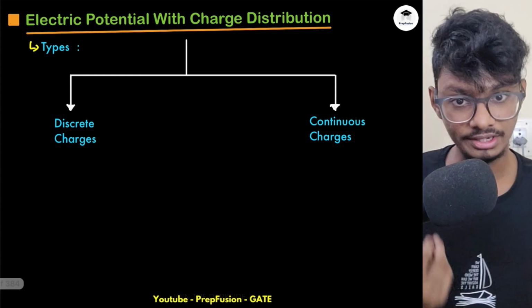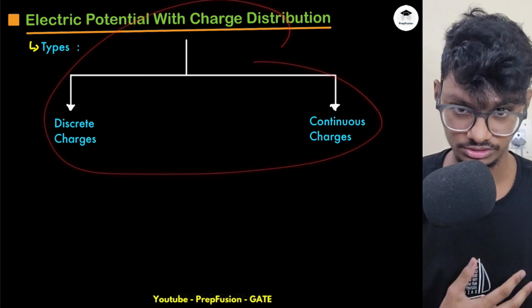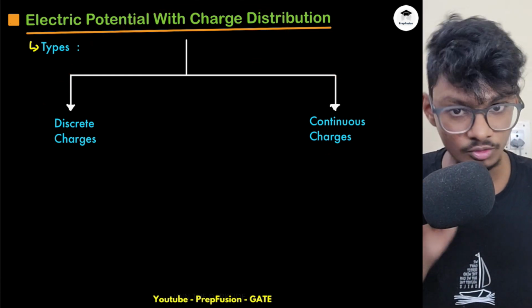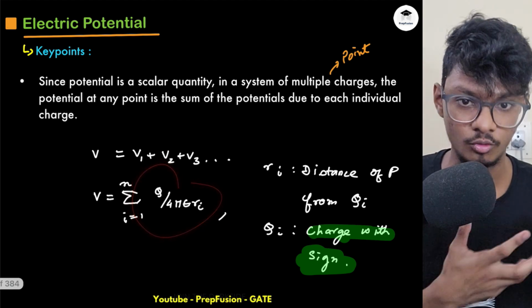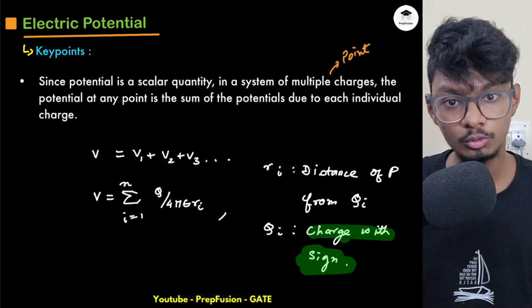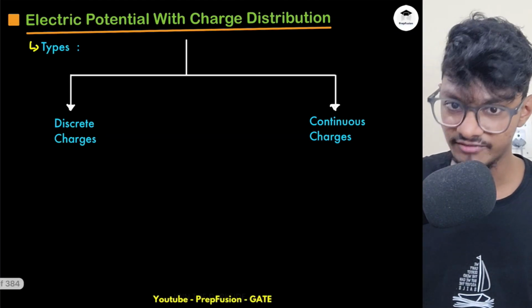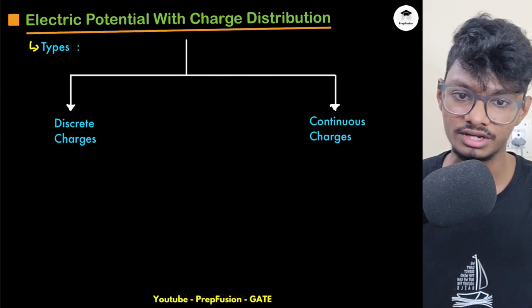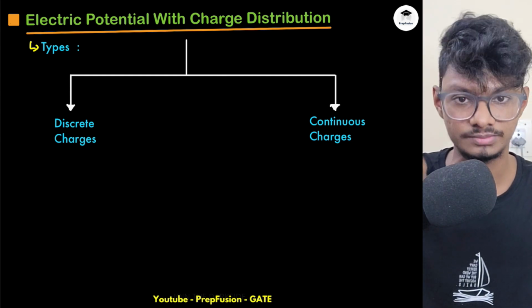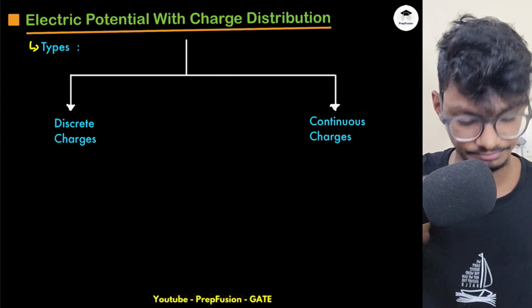Now we have to find out electric potential for different charge distributions. So I will find out for point charges, we know what is the electric potential formula, that is Q upon 4 pi epsilon naught R. But due to different distributions, just like we derive for electric field intensity, we'll derive for potential as well. Don't worry, potential will be much easier than electric field intensity.